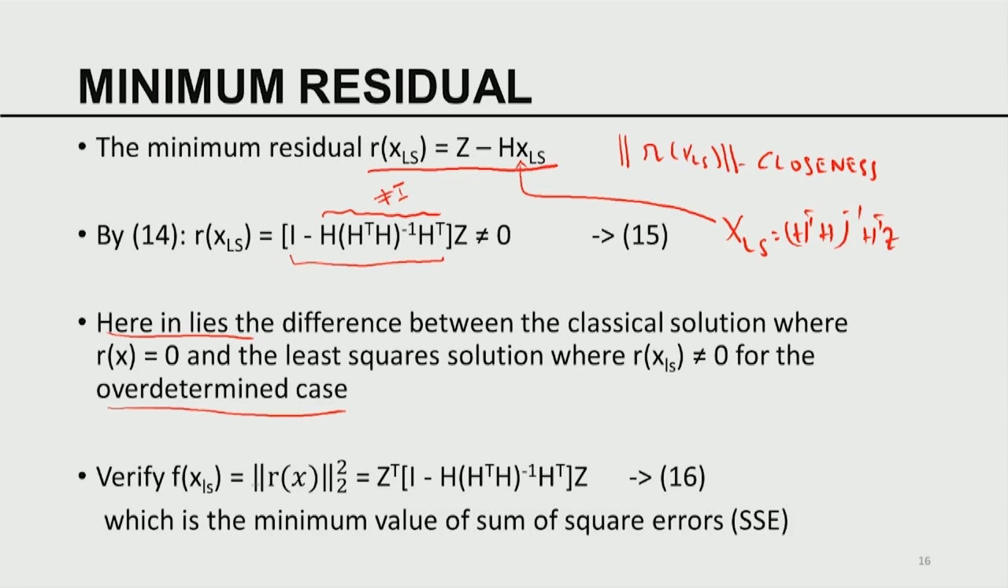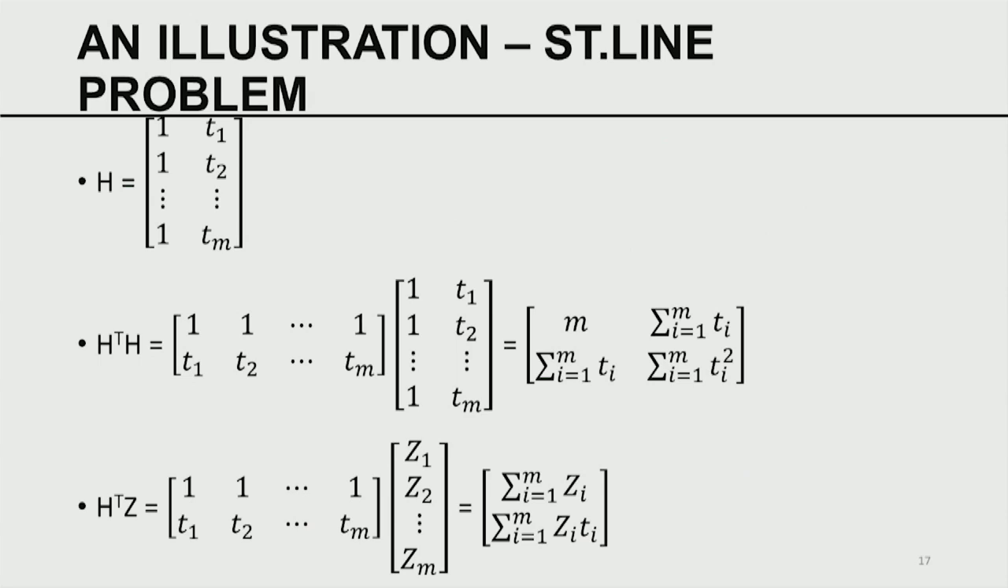Now, if you substitute X_LS in f(x), we get the minimum value of the sum of the squares. That is what's called the minimum value. That is a measure of the fit between the model and the observation, the measure of the fit between the left hand side and the right hand side.